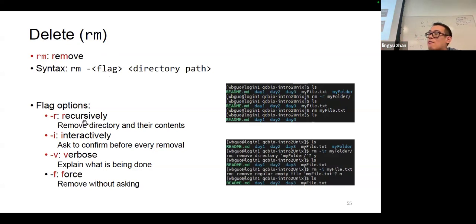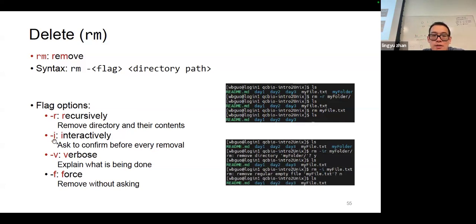The reason you need to add that flag is because the folders may contain other files and other folders. So you want to remove the folder recursively, which means you want to remove everything inside the folder and also the things within the folders that are within this folder. So you want to do rm -r and my folder. In that way, you will be able to delete the folder properly.